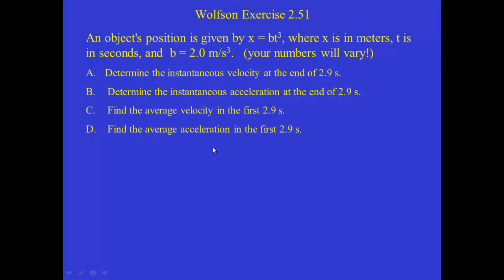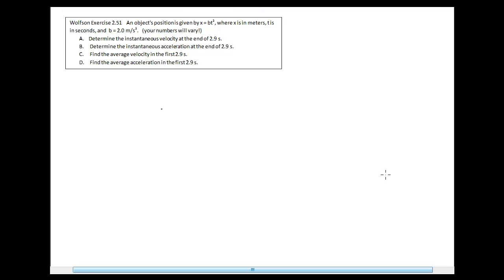There are 4 questions that are asked. What I'd like to do is focus on A and then C, finding the instantaneous velocity at a certain time, and then finding the average velocity over the first 2.9 seconds. Once you see how to do A and C, you'll be able to see how to do B and D as well. So here's the problem written out on my sketchpad. We know the position versus time function, and we're trying to find out information about, in part A, instantaneous velocity, part B, instantaneous acceleration, and then parts C and D, the average values.